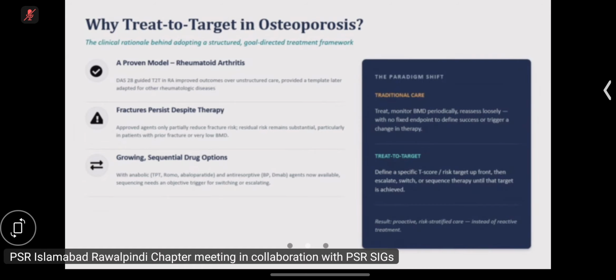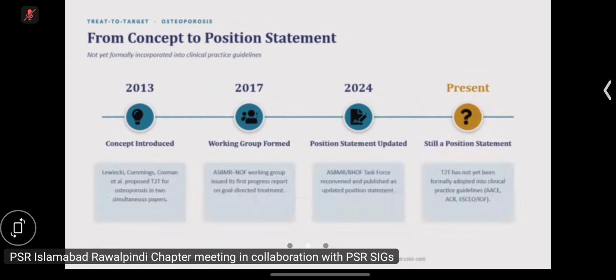So this is now a paradigm shift in the management of osteoporosis, where we define a specific T-score for our patients and assign them a risk, an acceptable risk of fracture, at the onset of the treatment, and then we escalate, switch, or sequence their therapy accordingly. So the result is a proactive, risk-stratified care for our patients, as opposed to a reactive treatment that we have been giving them all these years.